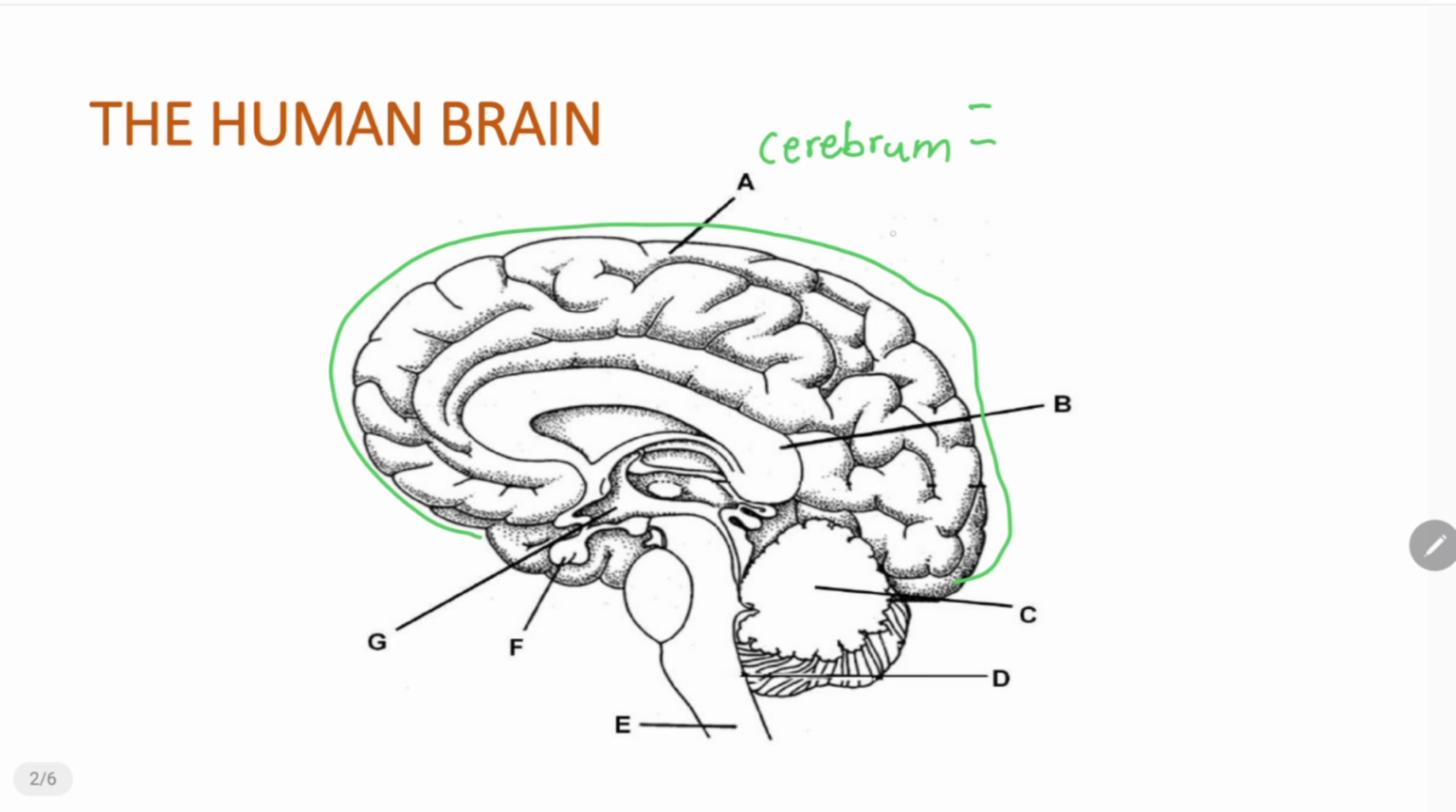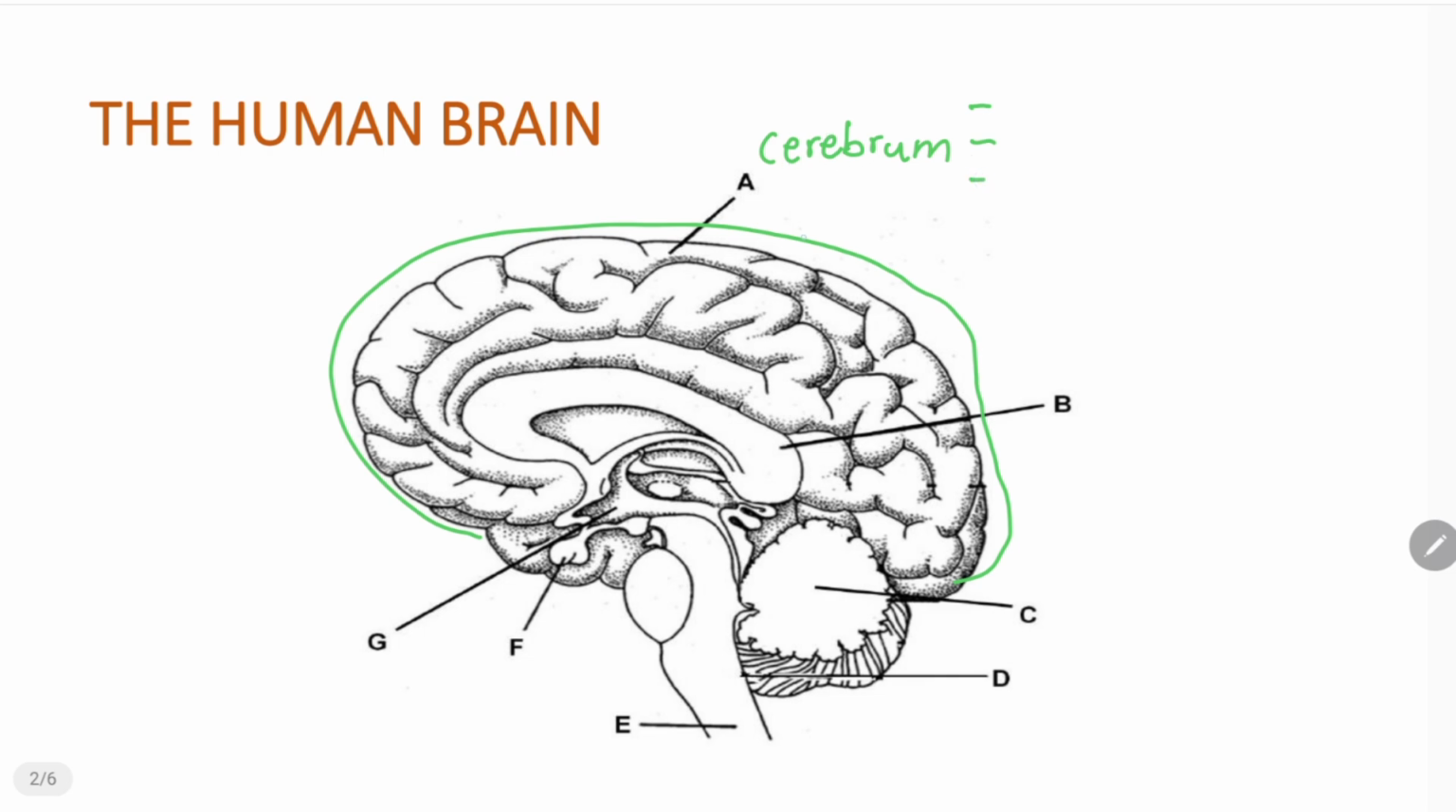Number two, the very same cerebrum is said to control all higher thought processes. By higher thought processes, we are referring to things such as memory. Memory is a higher thought process, right? So the ability to store information and remember that information is controlled by this part of the brain that we refer to as the cerebrum.